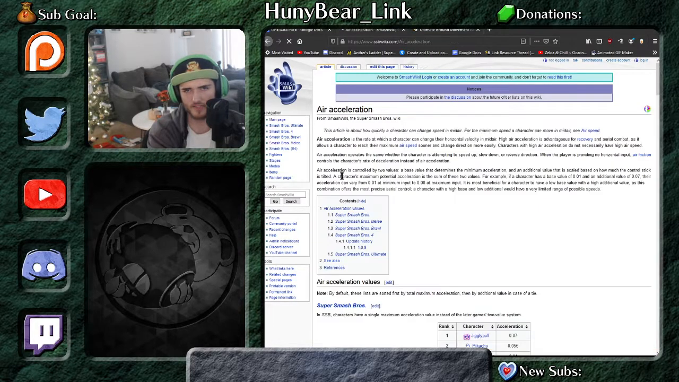So air acceleration, that's pretty self-explanatory. It's basically the rate at which characters can change their horizontal velocity in midair, moving left to right. Not the maximum speed, just how quickly they can move from left to right. It's basically akin to something like traction.